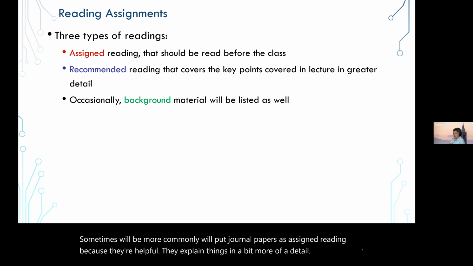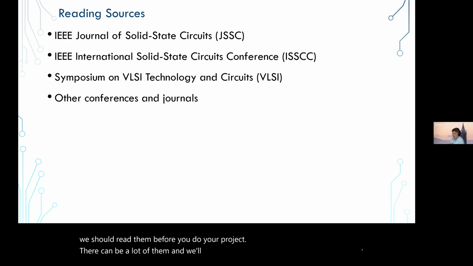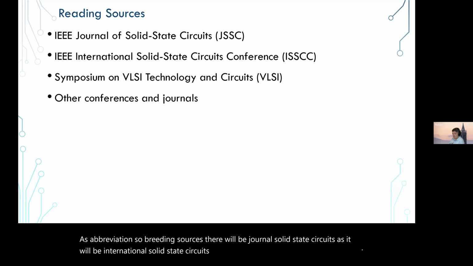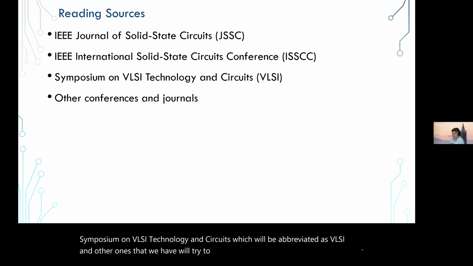We'll give some recommended reading and background materials. We don't expect you to read them unless you have a project that you've picked in that space, and then you should definitely read all of those, because you should read them before you do your project. There can be a lot of them, and we'll try to color code them as optional. As abbreviations of reading sources, there will be the Journal of Solid-State Circuits as JSSC, the International Solid-State Circuits Conference, ISSCC, and the Symposium on VLSI Technology and Circuits, which will be abbreviated as VLSI. The other ones that we have, we'll try to spell out because they are not as common.